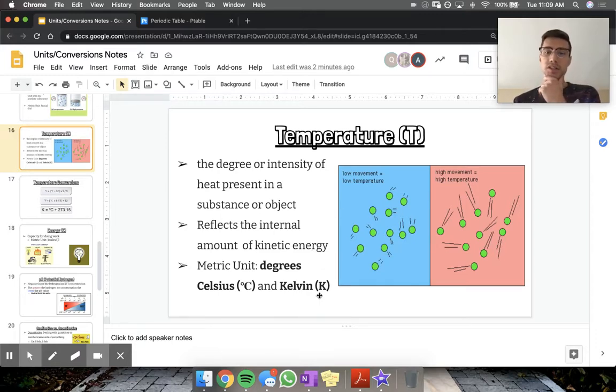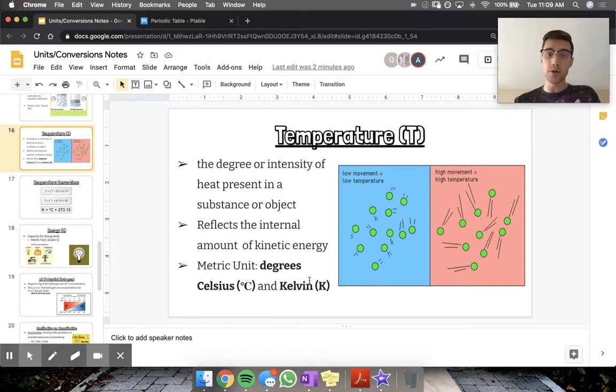Another scale that we use to measure temperature is the Kelvin scale. Now, this is going to become important again once we start talking about gases. But one thing I really want to mention here, notice this says metric unit, degrees Celsius and Kelvin. It does not say degrees Kelvin. If you are asked the temperature of something by another scientist and you say, oh, it's 300 degrees Kelvin, you will be laughed at, okay? We don't use the term degrees on the Kelvin scale.